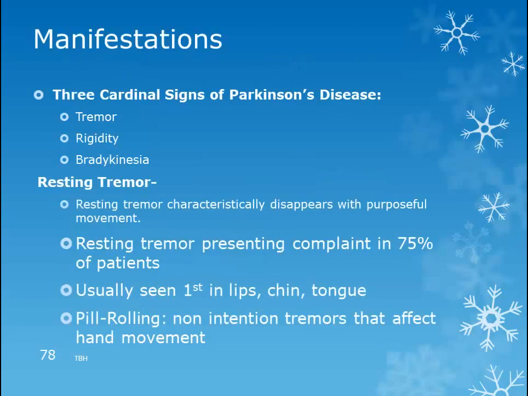Manifestations of Parkinson's disease. Three cardinal signs of Parkinson's disease include tremor, rigidity, and bradykinesia. Resting tremor. Resting tremor characteristically disappears with purposeful movement. Resting tremor is the presenting complaint in 75% of patients, usually seen first in the lips, chin, and tongue. Pill rolling. Non-intention tremors that affect hand movement.